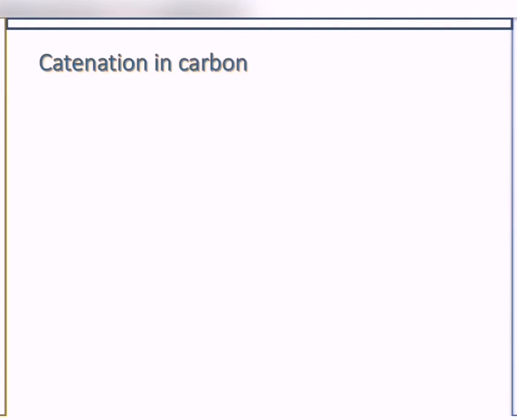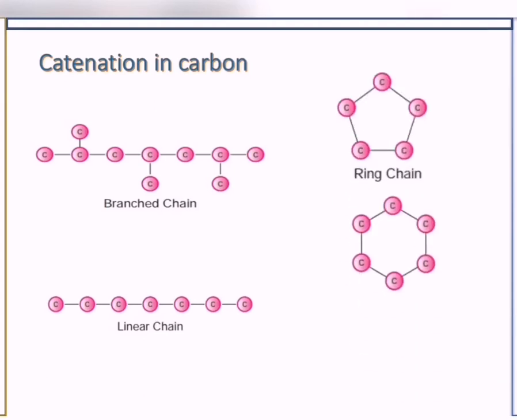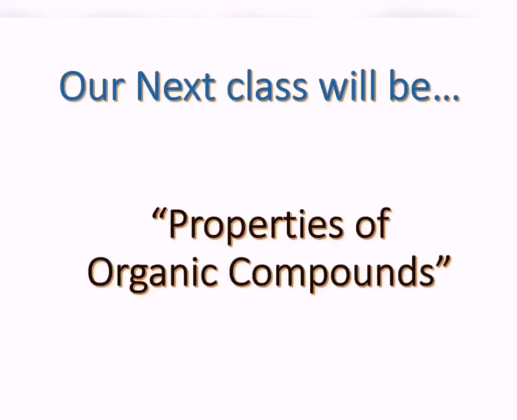carbon atoms. For example, we have branch chain catenation, we have linear chain catenation, we have ring form of carbon catenation. In our next class, we'll be looking at properties of organic compounds.